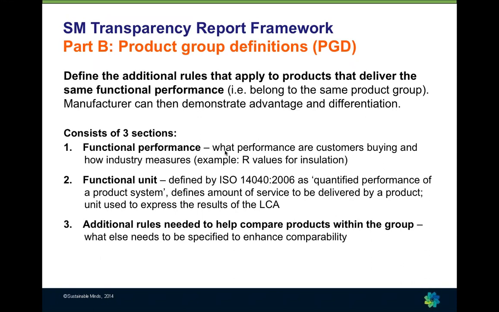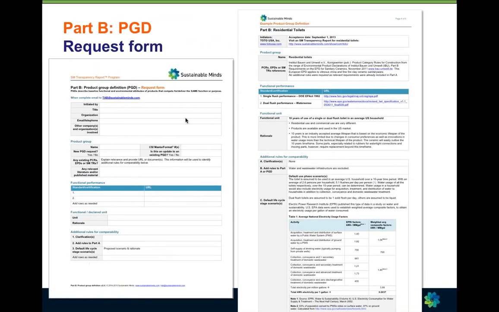The functional performance: what performance are customers buying and how is the industry measuring it. Then the functional unit: what is going to be the right quantified unit of this type of performance. And then any additional rules needed to help compare products within the group. So our product group definition request form is literally one page. There's the 3 sections: who's initiating. It can be initiated by one manufacturer, a group of manufacturers. They define the product group, do the research for any relevant or supporting PCRs or other literature, the functional performance, the functional unit, and rules for comparability.